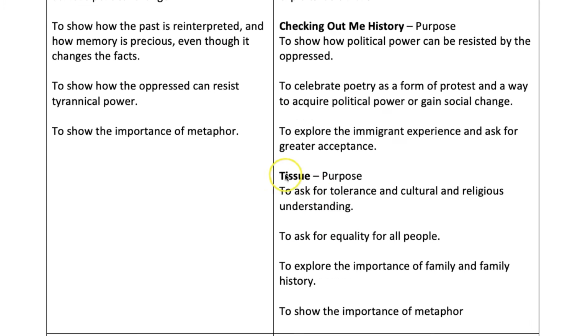Now, amazingly, there are just as many parallels with Tissue. And I'm going to advise you, obviously, not to do Tissue because it doesn't have a strong form or structure. However, if this is the named poem in the exam, then why not use Emigree to compare it to? So to ask for tolerance and cultural and religious understanding, well, this is definitely to ask for tolerance and understanding. To ask for equality for all people, that would definitely resonate with the two cultures, one that she's left and one that she's moved to.